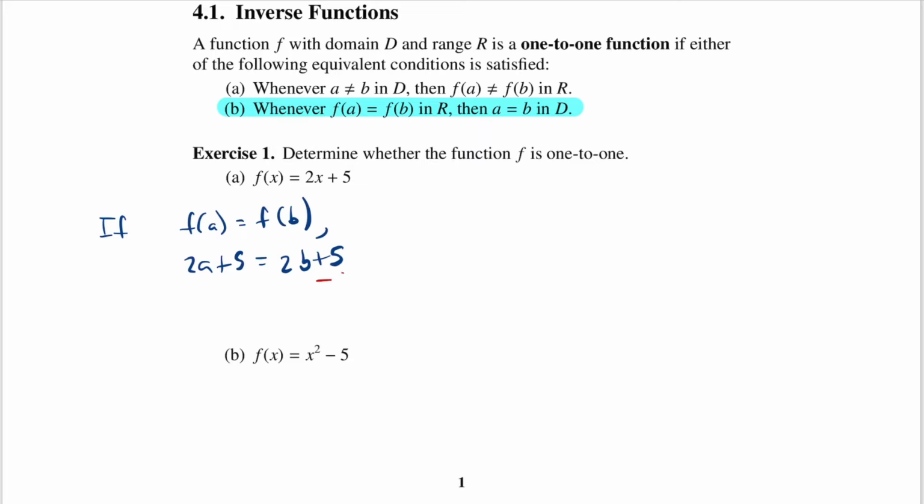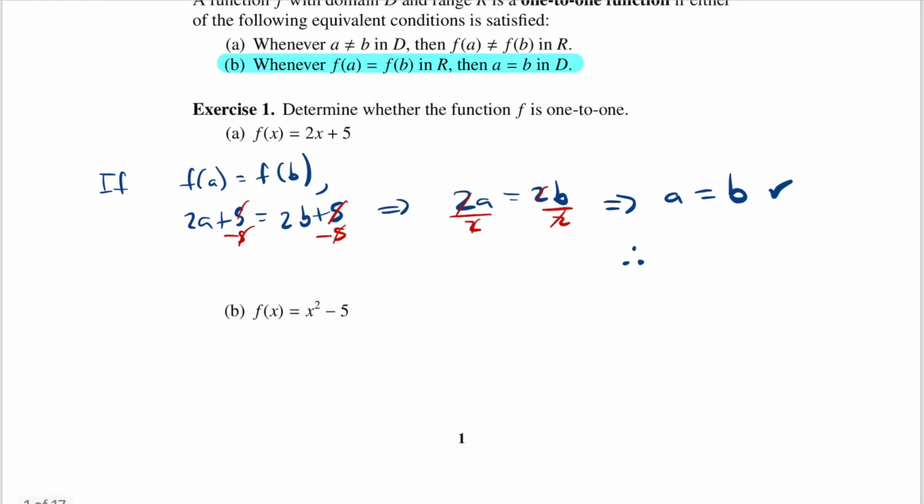Well, we can subtract 5 from both sides. That's going to give us 2A equals 2B. Then we divide both sides by 2, and that gives us our conclusion, A equals B. Therefore, those three dots in a triangle mean therefore, f is one-to-one.